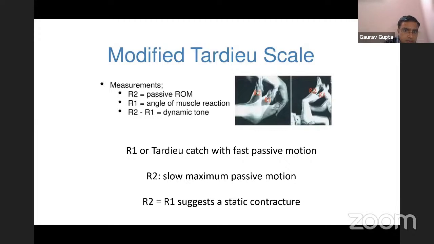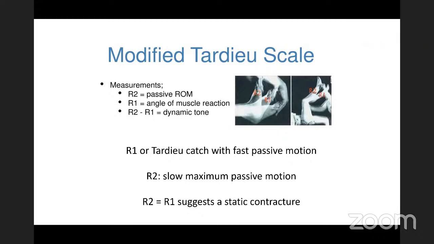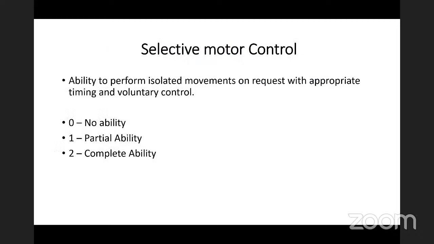Any questions on this, or can we move ahead? One thing worth noticing is that when there is already a planovalgus foot, or equinus contracture to some extent, it becomes difficult to assess R1 and R2 because the foot is deformed. First, you have to invert the foot and make the ankle neutral, and then you can check, but it sometimes becomes difficult. Rest, we can use this Tardieu scale at all the levels, like hip adductors, rectus, hamstrings. So the modified Tardieu scale is what we use frequently.